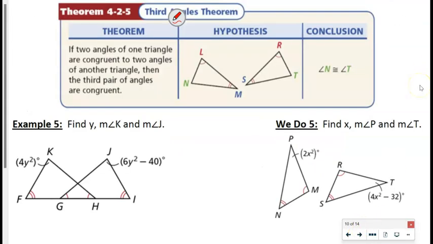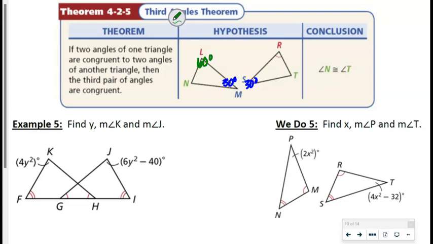All right, here's our next one, the third angles theorem. The third angles theorem says if two angles of one triangle are congruent to two angles of another triangle, then the third pairs of angles are congruent. That makes sense, right? So let's just throw some numbers in here. If I told y'all this angle here was 30, that means this one's 30, right? And if I told you this one was, let's just say 60.